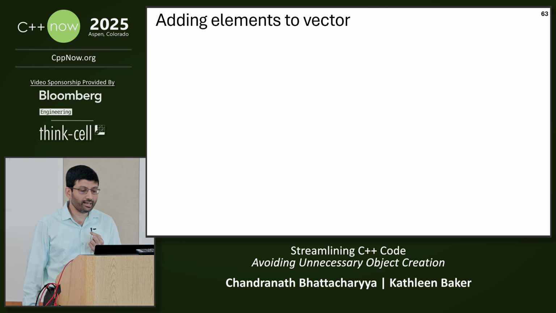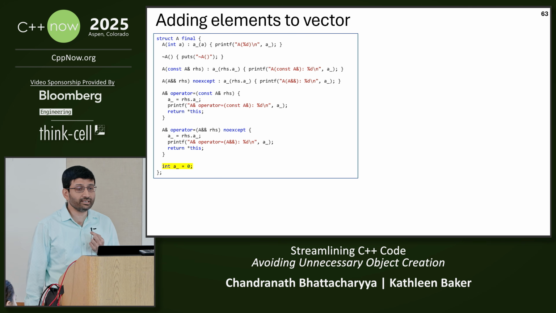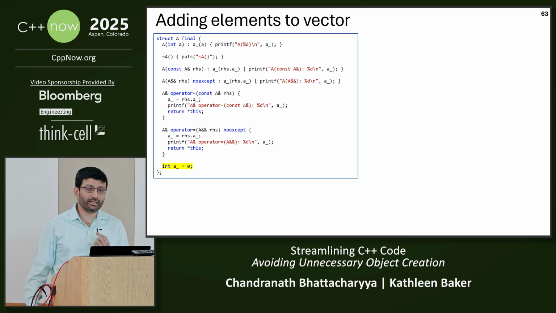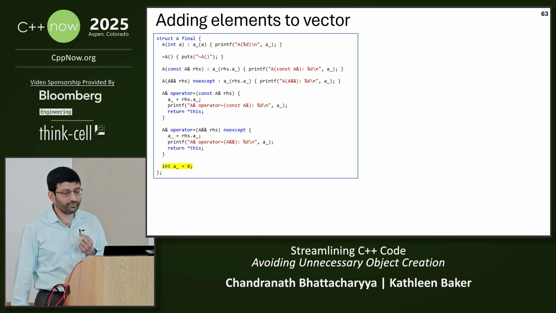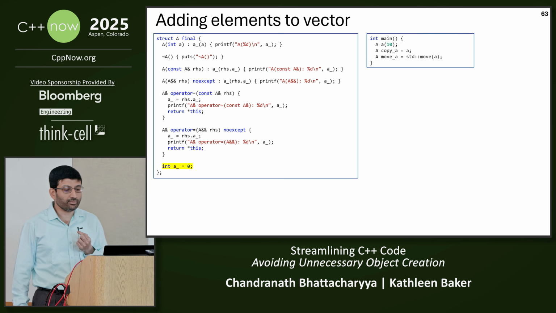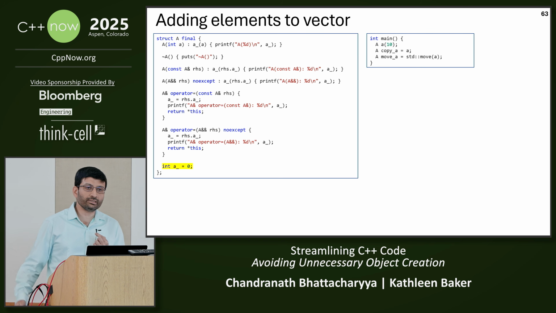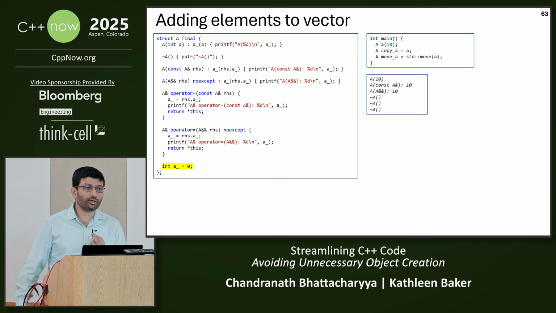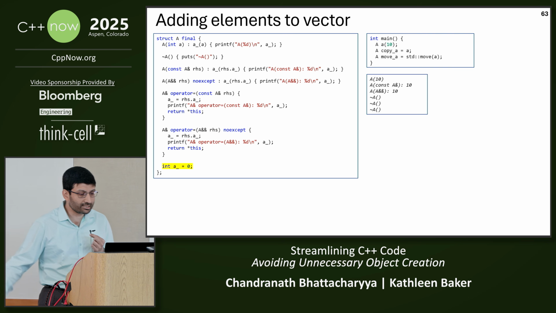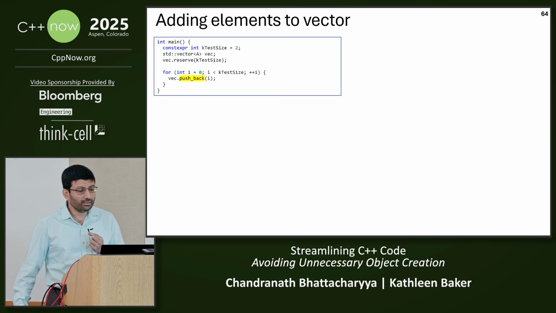Next scenario, adding elements to vector. For that, we'll make some updates to our struct A. What we're doing is that we're just adding a member variable int to the struct, and then in each of the special member functions, we're just printing it out. So here is an example. We are just creating an object and calling the copy constructor and the move constructor, and here is the output that we'll see in these cases. Okay, so with that said, let's proceed with the actual example.